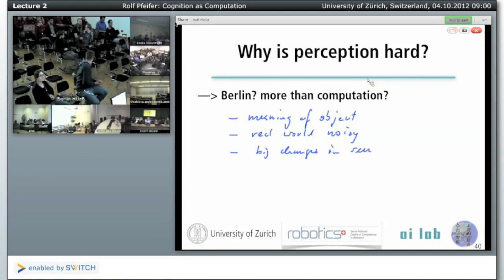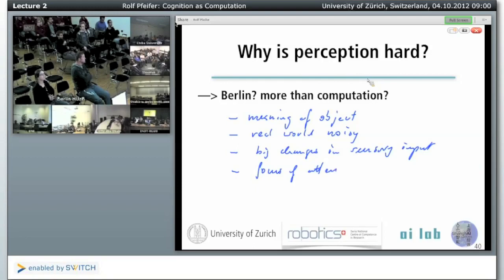Do we have other points that maybe make this hard? Yeah, I think it was mentioned. But there's a lot to perceive in the world, and obviously a concrete machine cannot perceive everything, so you have to decide what to perceive. Okay. Shall we call this focus of attention? Yes, something like that, right?